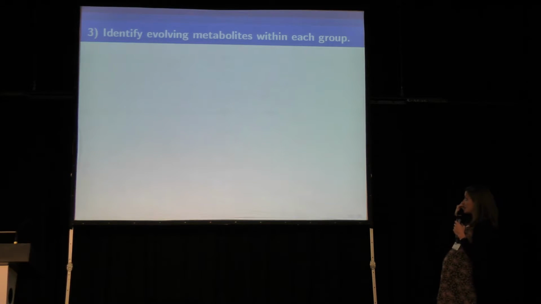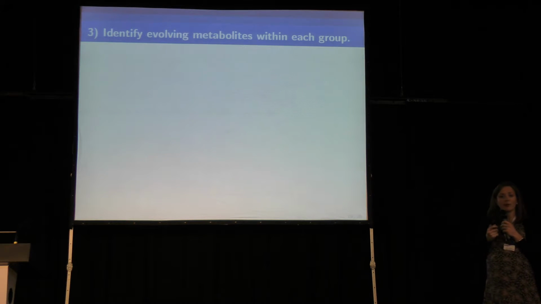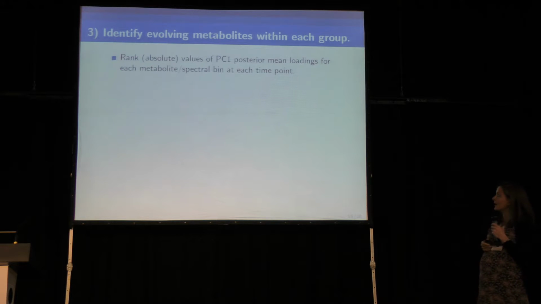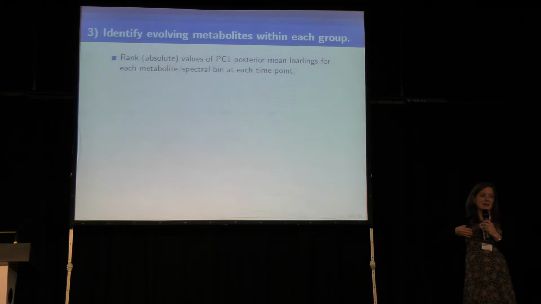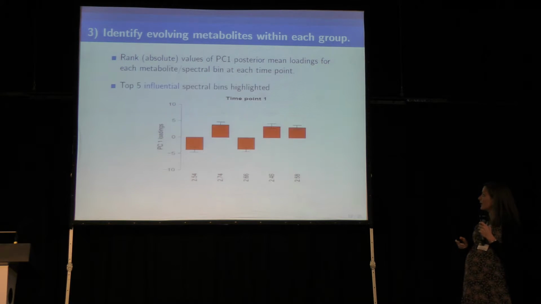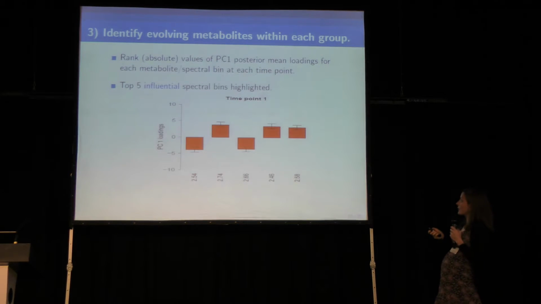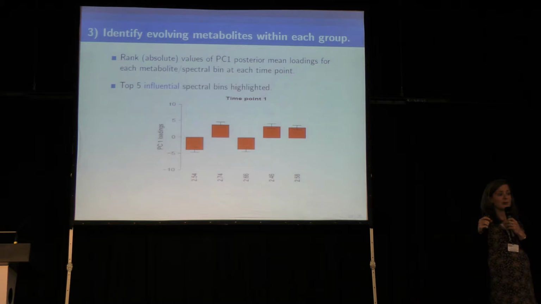And then finally, to identify the metabolites which evolve within each group, here we were going to look at the loadings matrices at each time. It's a little bit messy here, but we simply looked at principal component 1 in each of these 8 loadings matrices. We ranked the metabolites in each one by the magnitude of their loading and pulled out the top 5 at each time point. So, for example, at time point 1, we pulled out the top 5, what I'll call influential spectral bins. That just means they have the largest loading on PC1.